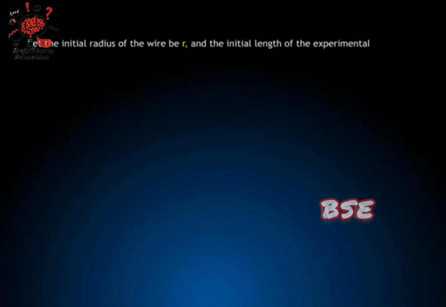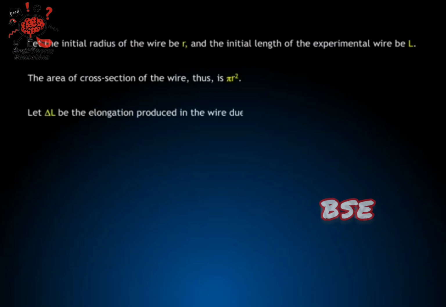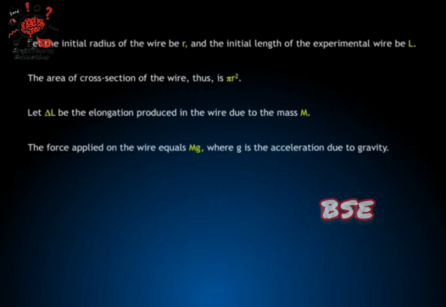Let the initial radius of the wire be r, and the initial length of the experimental wire be L. The area of cross-section of the wire, thus, is pi r square. Let delta L be the elongation produced in the wire due to the mass m. The force applied on the wire equals mg, where g is the acceleration due to gravity.